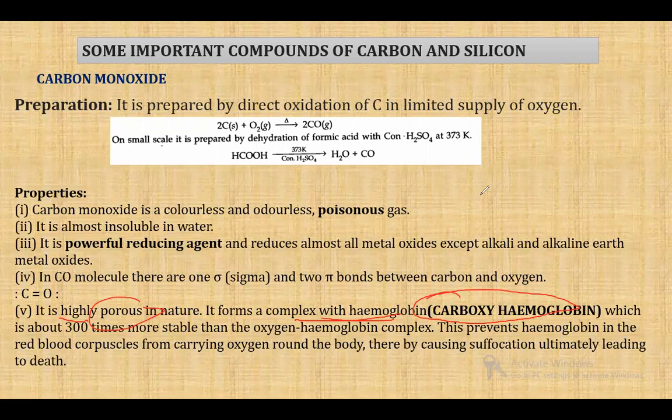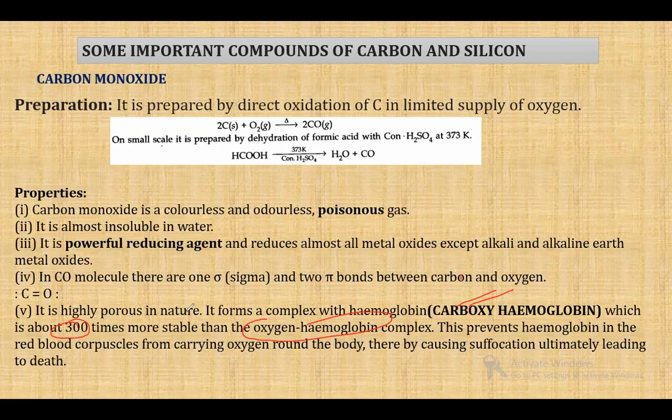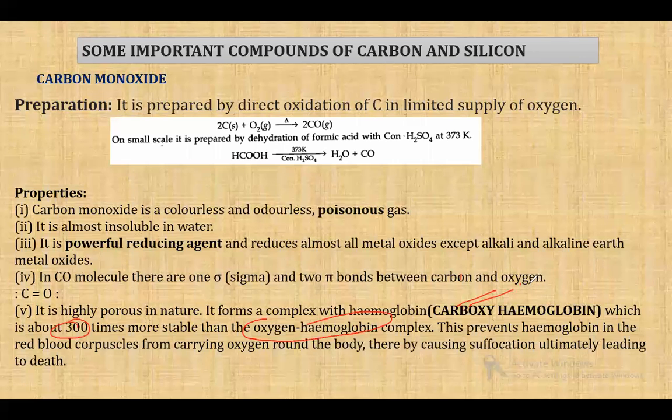Carboxyhemoglobin is extremely stable compared to oxyhemoglobin. How much? Almost 300 times more stable than oxyhemoglobin. That is the reason it prevents the transportation of oxygen, since hemoglobin acts as the transportation carrier. So it binds to hemoglobin and prevents the flow of oxygen. It causes sudden death, suffocation.